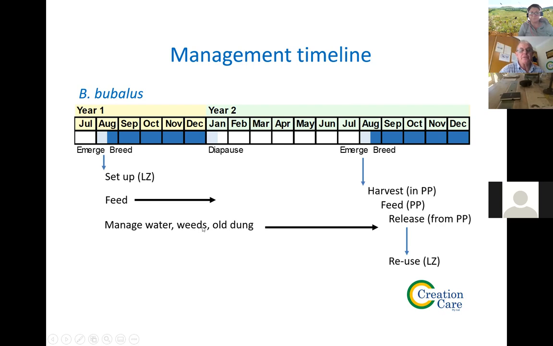And there's a few tips to managing the nursery, which have to go right through till they come up next year. So it's pretty simple. Set it up, feed it, and there's a little bit of management of water and weeds and things.